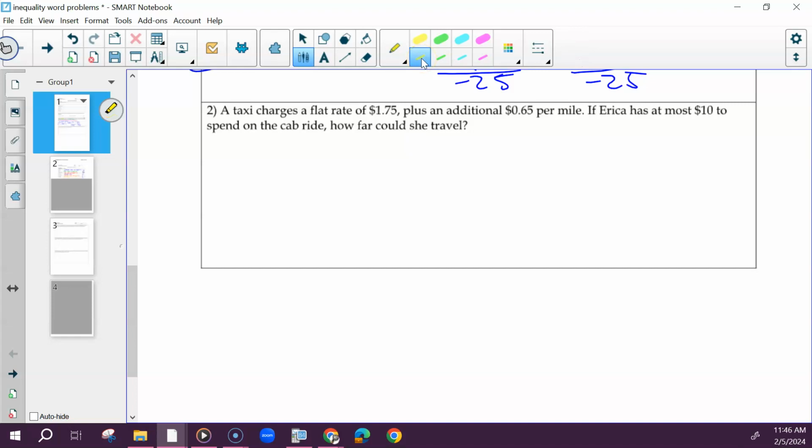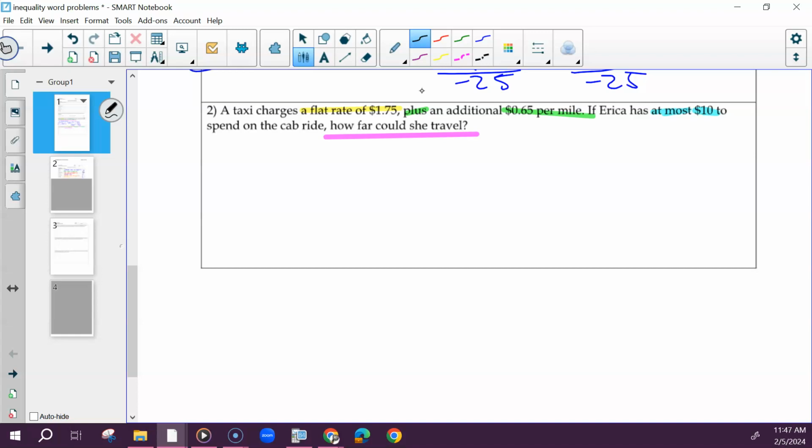A taxi charges a flat rate of $1.75 plus an additional 65 cents per mile. If Erica has at most $10 to spend on the cab ride, how far could she travel? What's important there? $10. Flat rate of $1.75. Plus an additional 65 cents. Okay, and we're looking for how far could she travel? So this is going to be in miles, the distance going in miles.